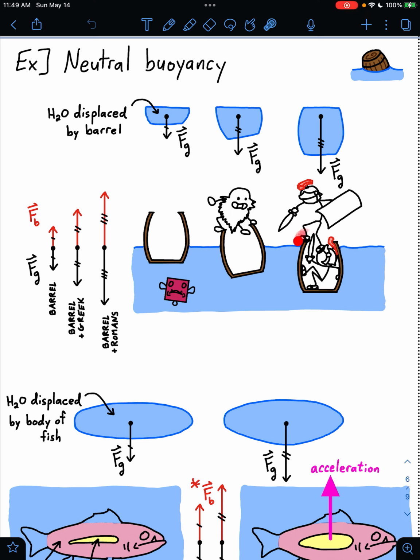And if third, we add 2 Romans onto a barrel, so we have an even greater weight, that barrel can still float if it's able to displace a volume of water whose weight is equal to that of the barrel plus the Romans. That way, the water below is pushing upwards on the barrel with this buoyancy force in such a way that the system can be in equilibrium, as long as water doesn't start spilling over the lip and adding to the weight of the barrel here. So that's how boats work.